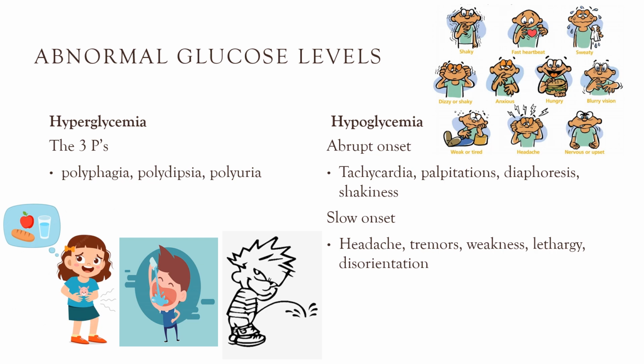For hypoglycemia, we're going to have things like tachycardia, palpitations, diaphoresis. Diaphoresis is that extensive sweating, and shakiness. The way I tell you to remember that is if they're cold and clammy and shaky, they need candy.